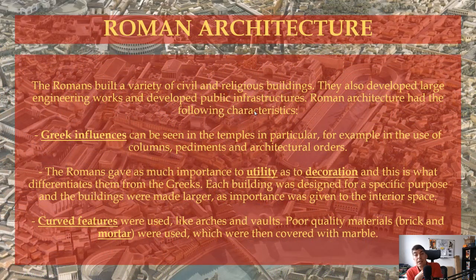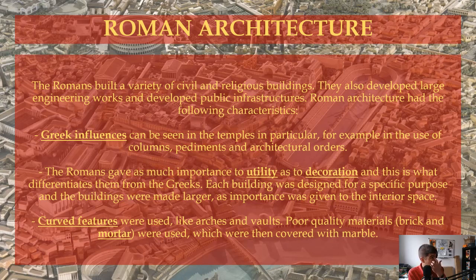And finally, to end, we have to talk about the art. As usual, first with the architecture. The Romans built a lot of variety of both civil and religious buildings. Remember that for the Greeks, the main buildings were only two, the temples and the theaters. The Romans built these two types of buildings and many others.